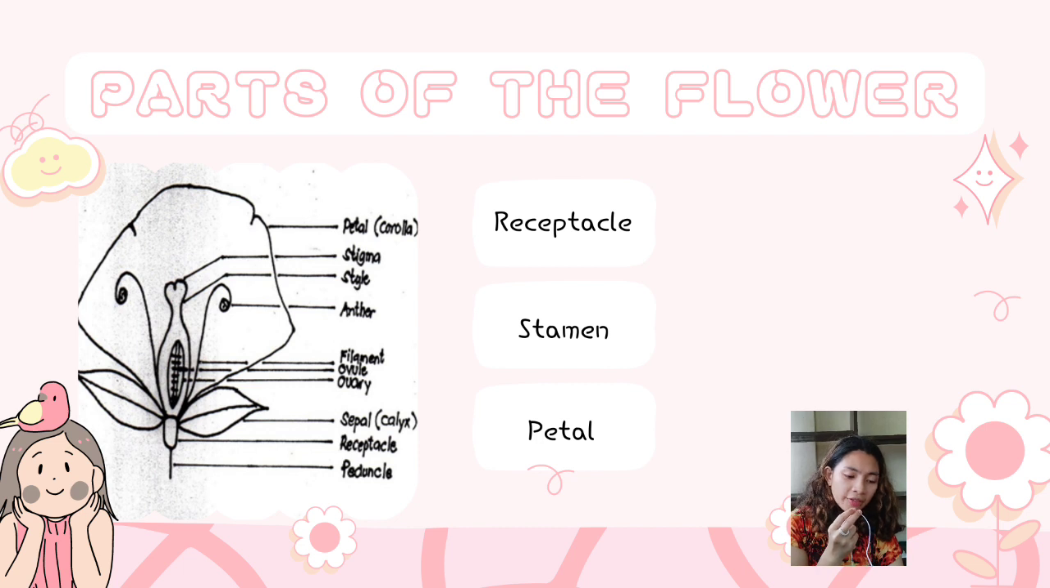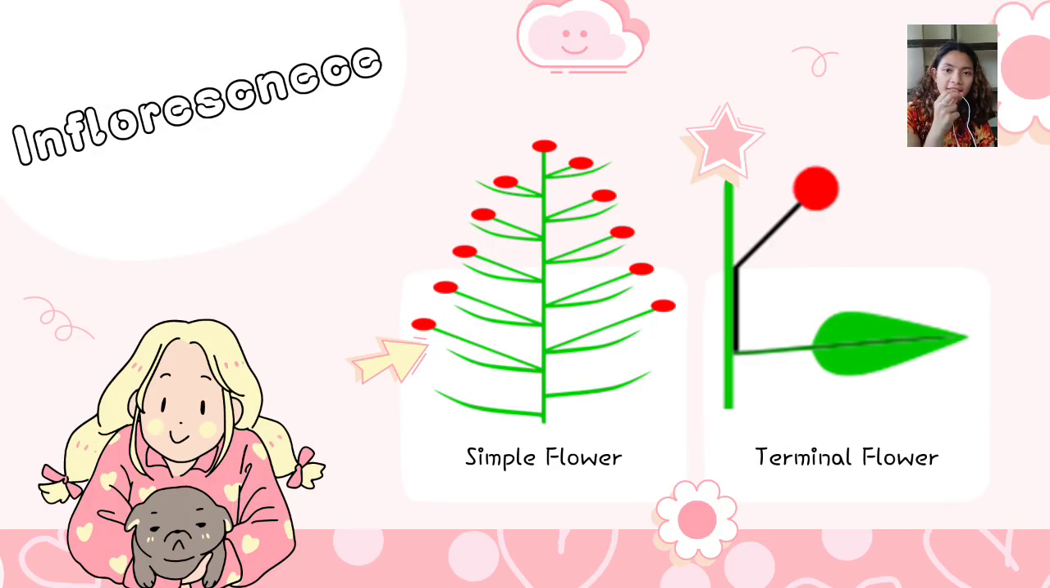And the last part of the flower is the petal, or collectively known as corolla. It is an inner row or whorl, thinner in texture and frequently white or various colored. Next, we have the inflorescence. It refers to flowers and their arrangement on the plant, or it is also a cluster of smaller flowers known as florets. Now it has two floral arrangements or inflorescence.